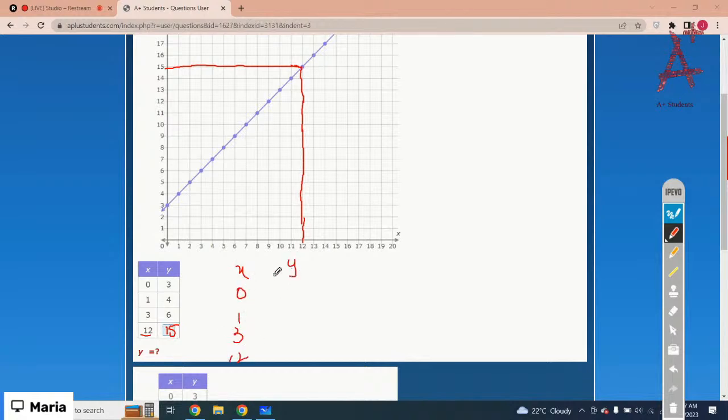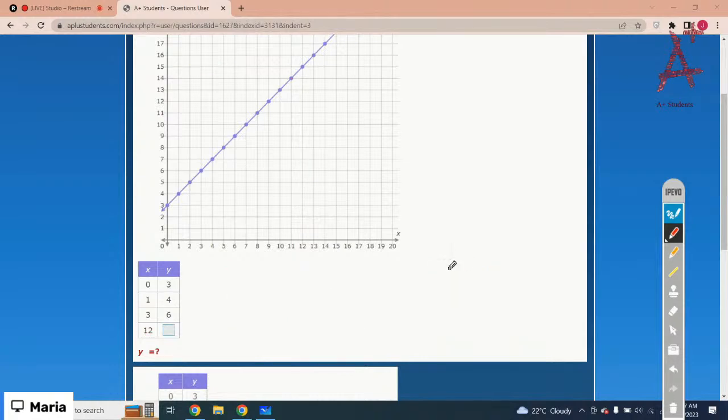Okay, 0 plus what number is 3? 0 plus 3 equals 3. Got it? Then 1 plus 3 equals 4. This is the x value. Then 3 plus 3 equals 6. And then 12 plus 3 equals 15. That means for each value of y, you have to add 3 to x values. Got it? So it would be y equals x plus 3. Got it?